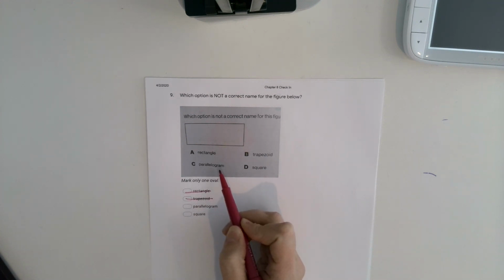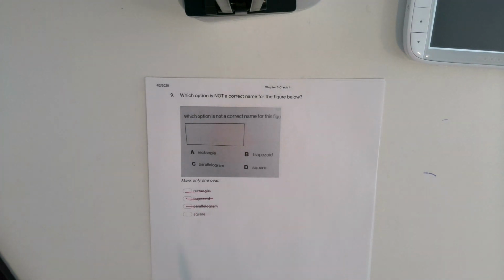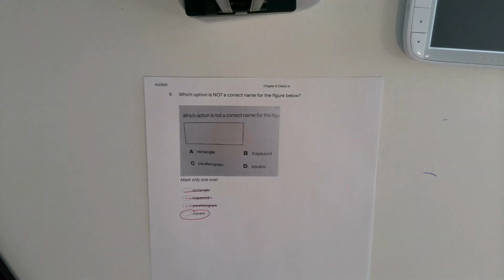All rectangles are also parallelograms because to be a parallelogram, you just have to have opposite sides parallel and opposite sides equal, which it does. However, it is not a square. And the reason it's not a square is to be a square, it would have to have all equal sides, which this figure does not.